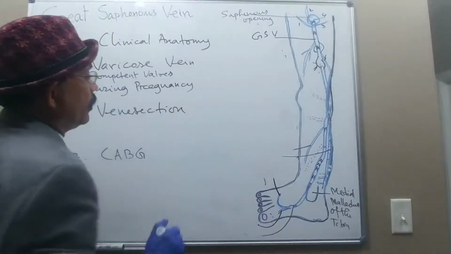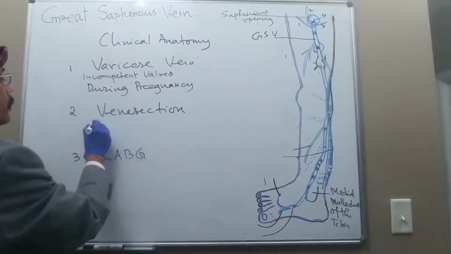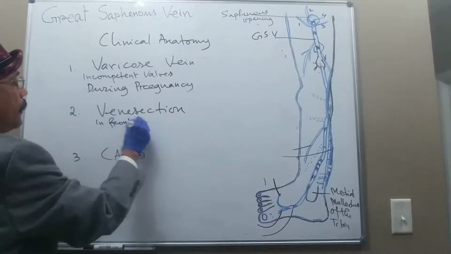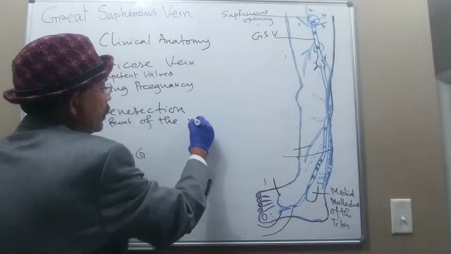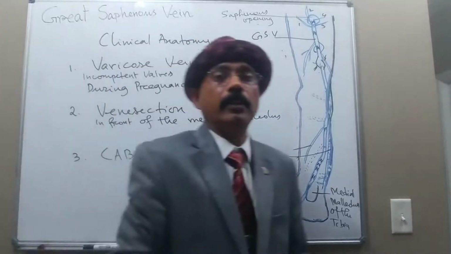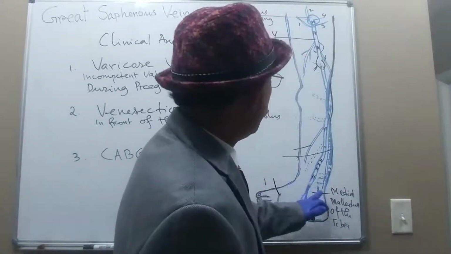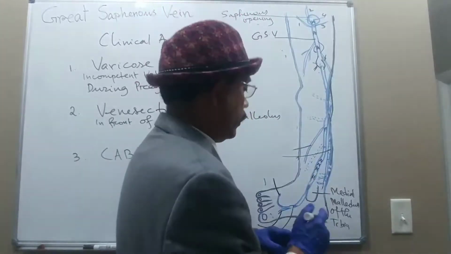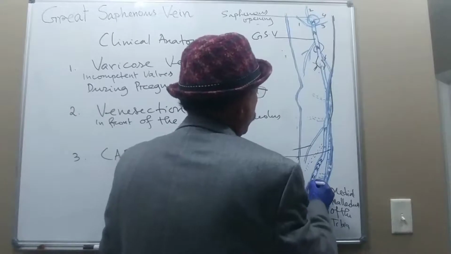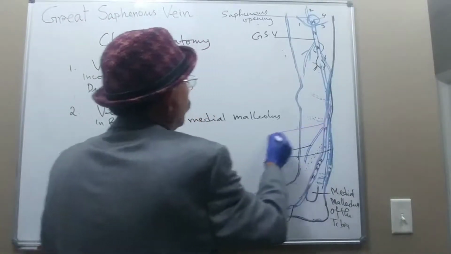So we got that. Venesection is very important. It is done over the anterior medial malleolus area, just in front of the medial malleolus. The idea is that when venesection is done, the saphenous nerve should be protected because we have accompaniment of the great saphenous vein with that of the saphenous nerve. So there is a nerve here that follows the great saphenous vein up to the knee. This is the saphenous nerve.